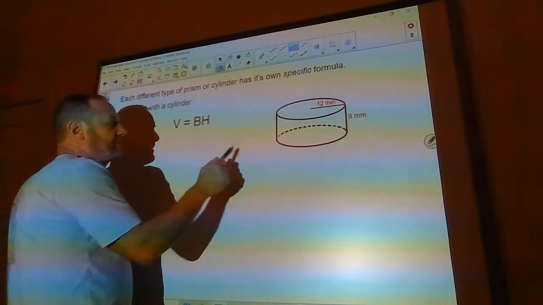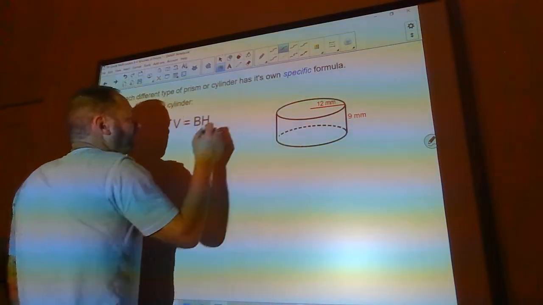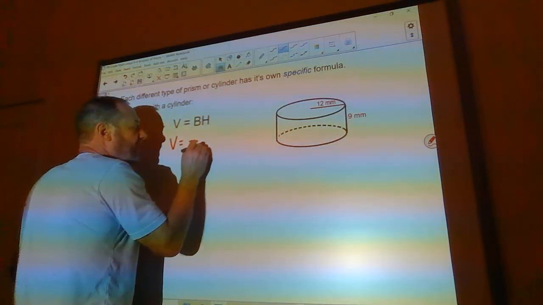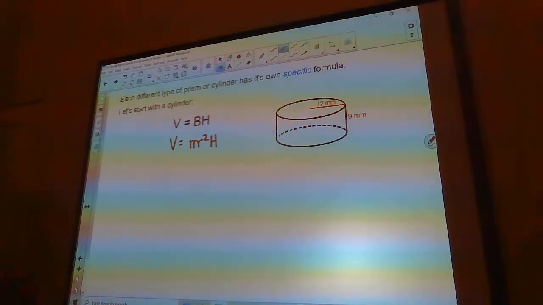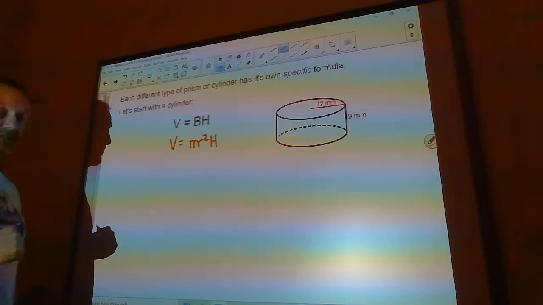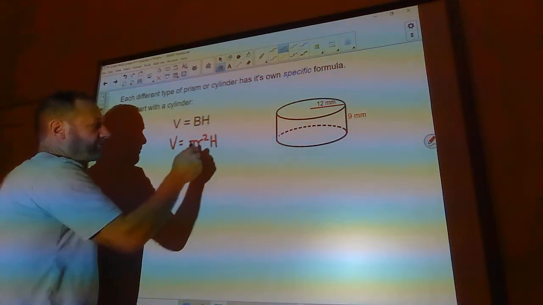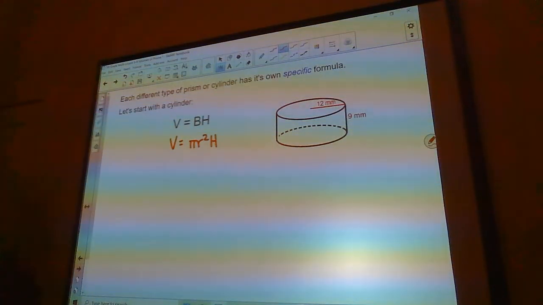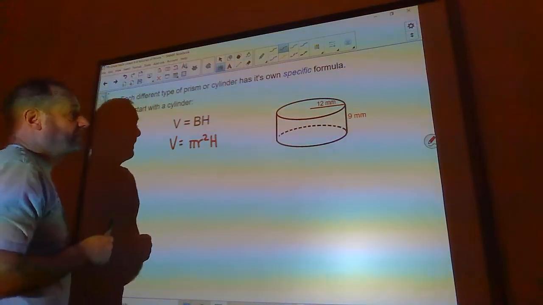The area of the base, obviously this is the circle. So we're going to take the circle area formula, we're going to plug it in here. So that's going to be pi r squared times h. That is a specific formula that works only for a cylinder. The general formula works for any prism or cylinder. That formula only works for a cylinder. Now the nice part is it works for every single cylinder exactly the same way.